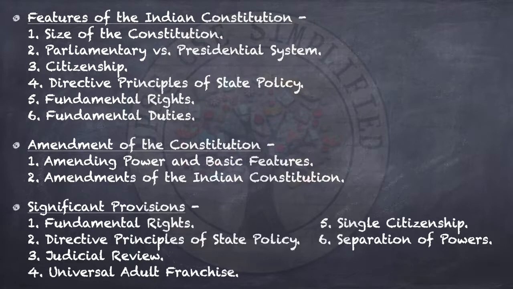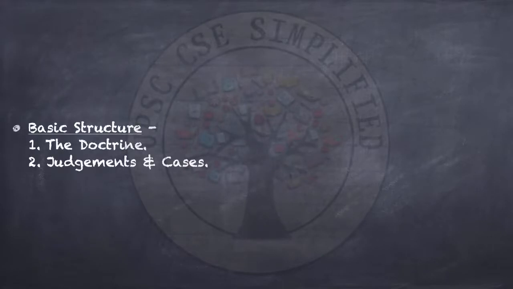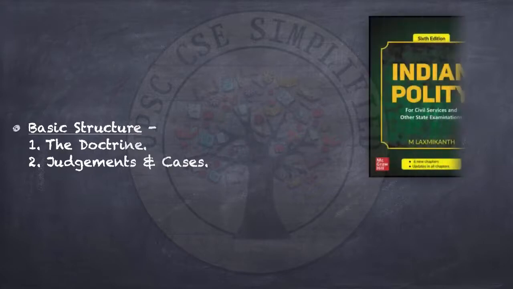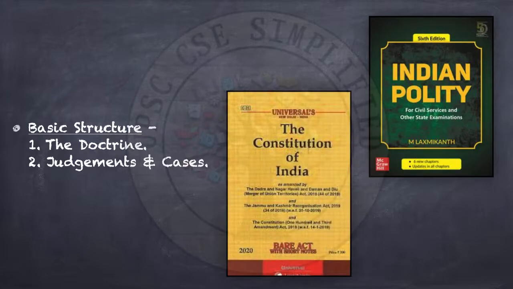Significant provisions are as follows: fundamental rights, directive principles of state policy, judicial review, universal adult franchise, single citizenship, and separation of powers. Talking about the last topic of the first main topic, that is basic structure, it will be the doctrine and the judgments and cases. Ideal recommendation of study material is Indian Polity by M. Lakshmikant and the Constitution of India Bare Act.